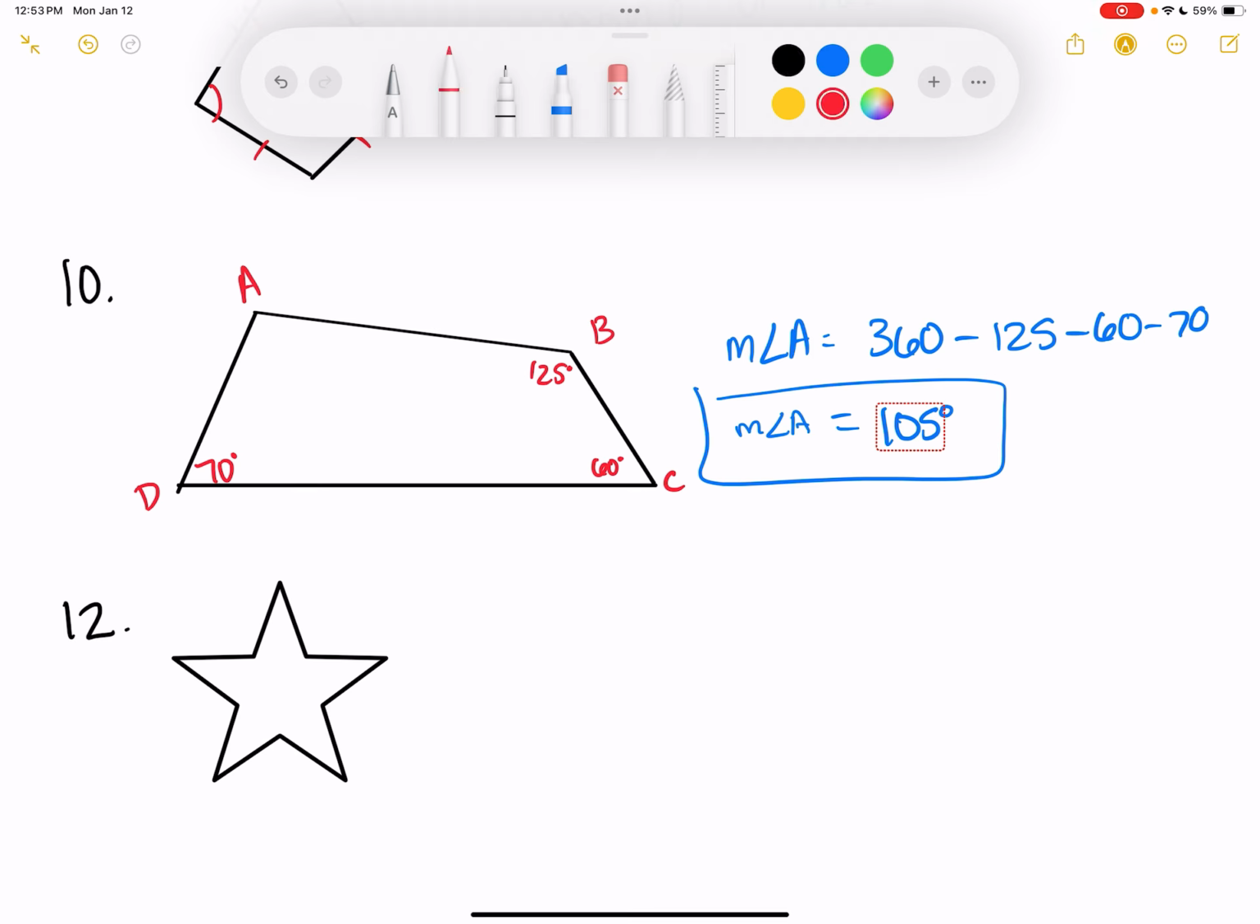Yes, this is a polygon. Each side intersects only two other sides. They all intersect to form it. And there's no curved sides.